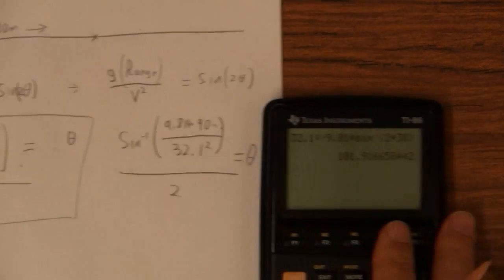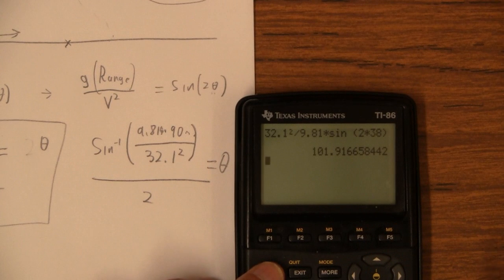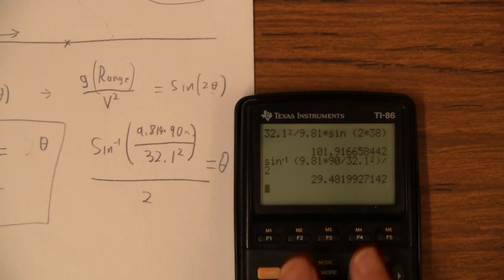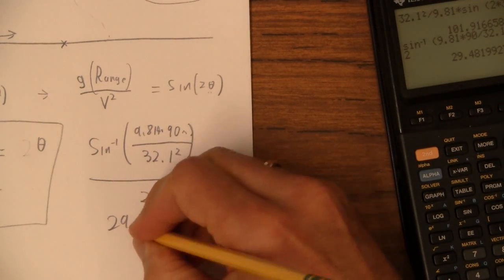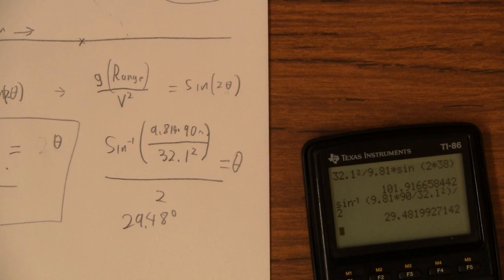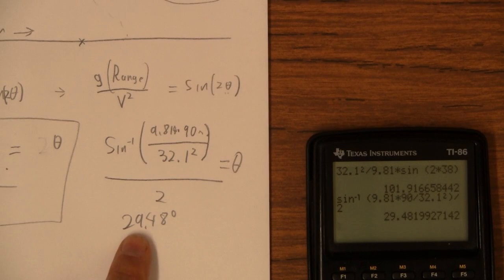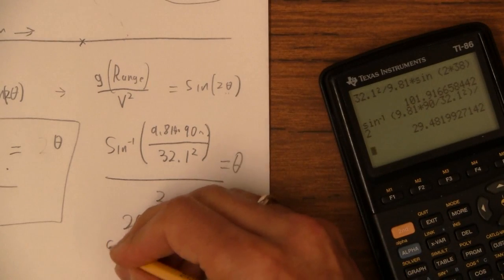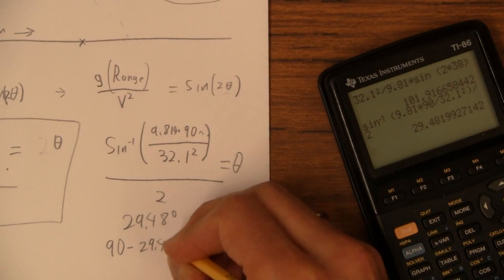So let's type that into the calculator. Second sine of 9.81 times 90 divided by 32.1 squared, right parenthesis, divided by 2. It's saying I should launch at 29.48 degrees. Now there's a really cool thing here. If 29.48 works, there's another angle that will also work, and that's 90 minus 29.48.